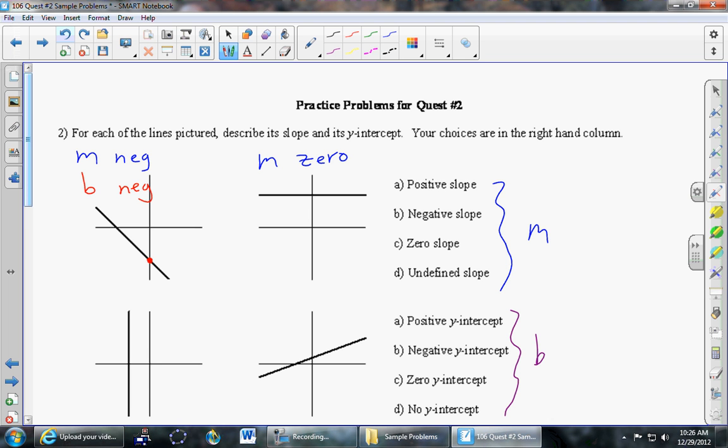Let's think about the B. The B is this point right here where the line crosses the y-axis. Is that y value a positive or negative? Well, that point is above the x-axis, so the B value is positive here.